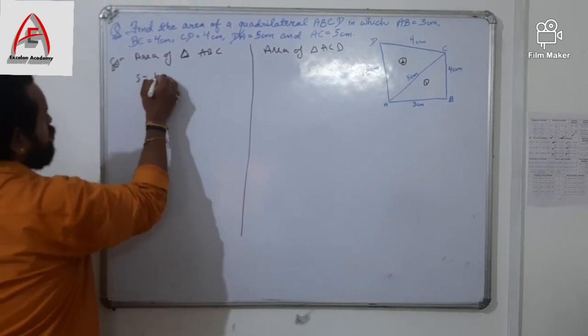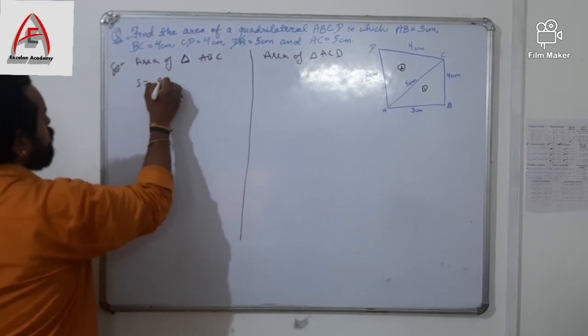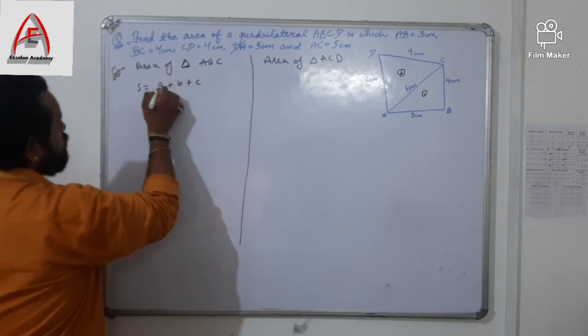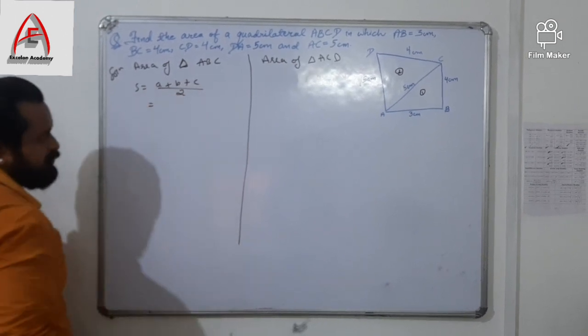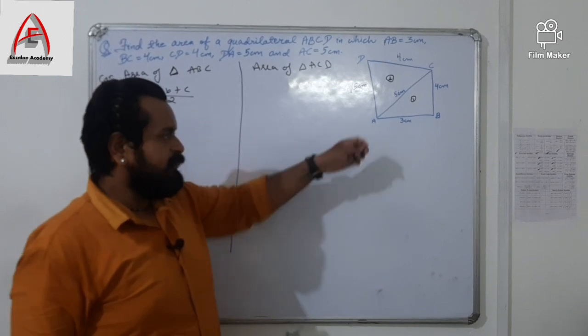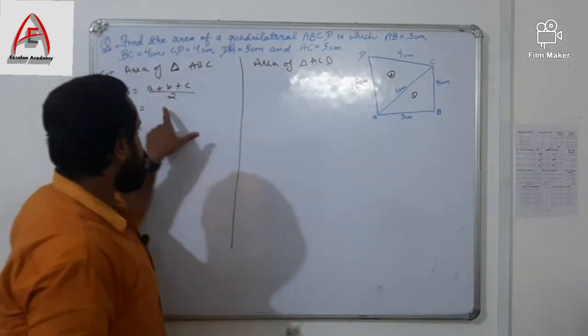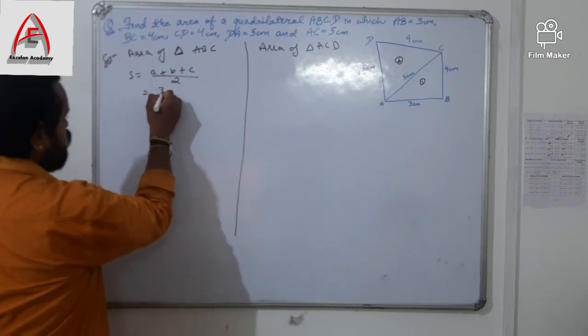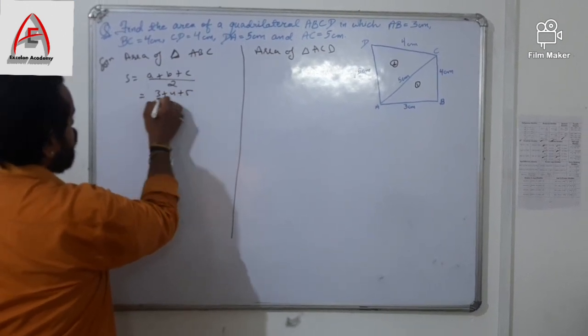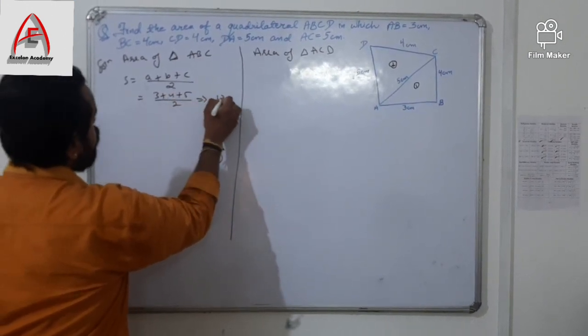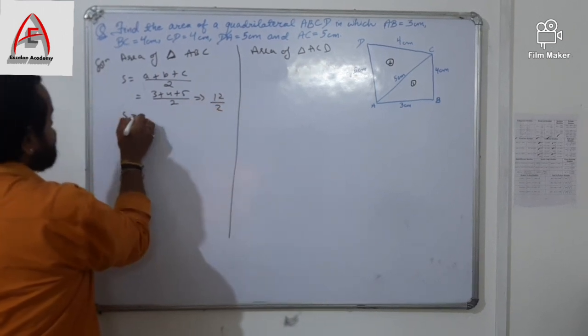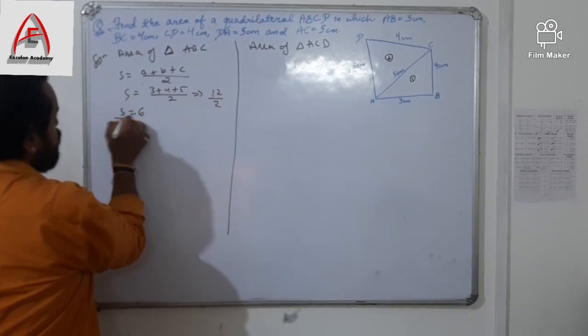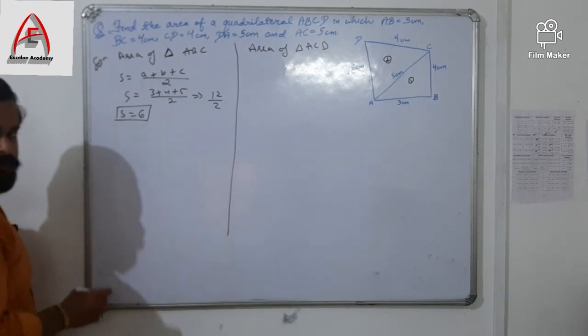S is equal to A plus B plus C by 2, because for finding the area of a triangle we have only Heron's formula, so here we are using that formula. The sides of ABC are 3, 4 and 5. So 3 plus 4 plus 5 by 2 means 12 by 2, and S will be 6. So this is the value of S.